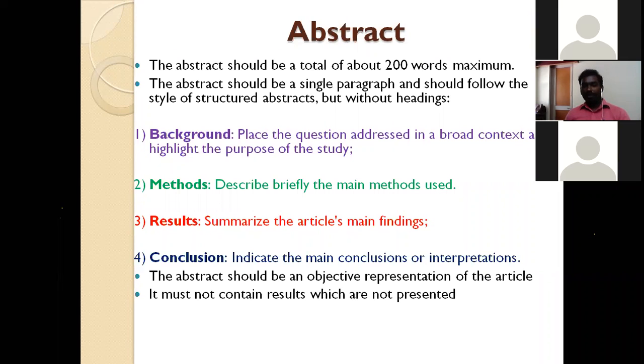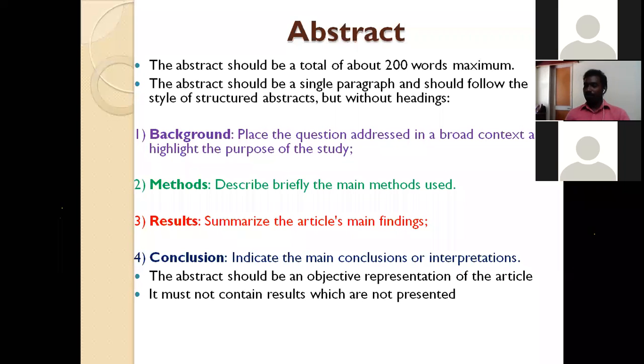So place the question addressed in a broad context and highlight the purpose of the study. So that is the background of the abstract. And for the method, describe briefly the main methods that are used in the present article. And similarly, summarize the article's main findings; characterizations and results can be given briefly. And for the conclusion, indicate the main conclusions and interpretations in the conclusion part of the abstract.